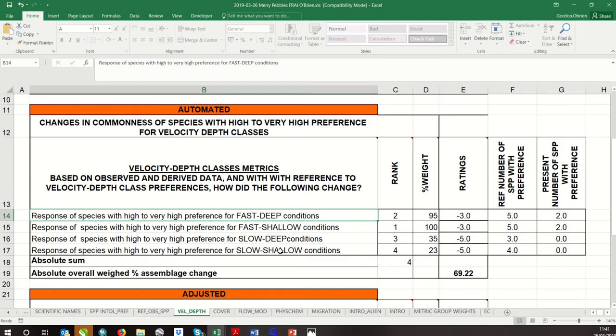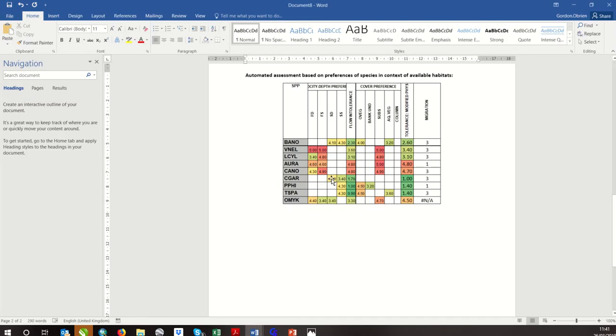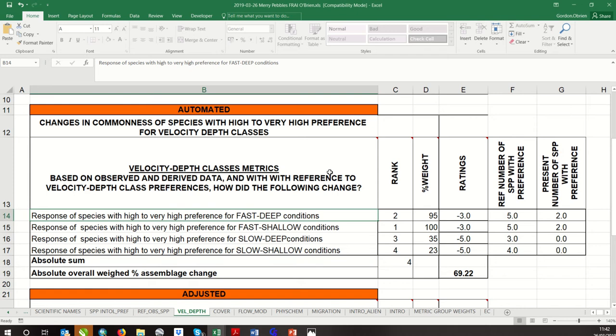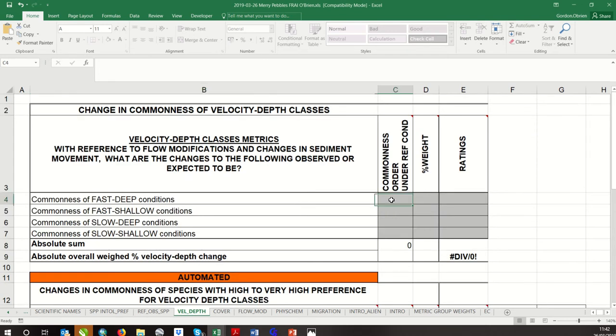And based on the different species we have, if I go back to that sheet, you can see that the vast majority of species prefer these fast deep, fast shallow habitats. And if I actually look at the preference scores, fast shallow is more important than fast deep, although it's still important. But then slow deep and slow shallow habitats are important, but you don't actually find them there. Are you with me, guys? You don't find them there. They're not a very common habitat type.